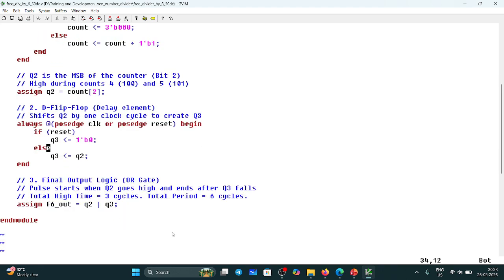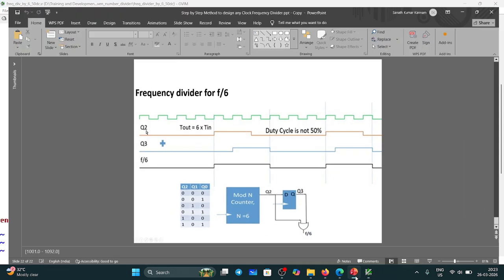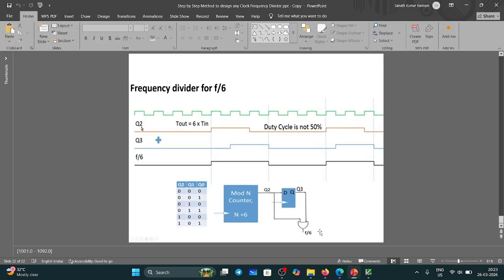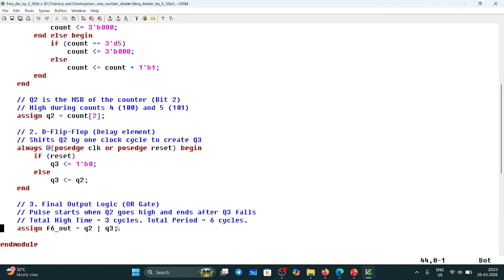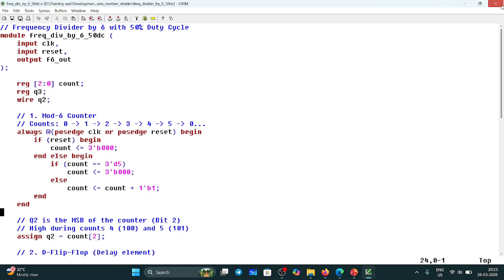Okay, and at last what you need to do? You need to do the OR operation. That is Q2 and Q3. That is by using an assign statement. Assign F6 underscore out equal to Q2 OR Q3. Okay, end module. So this is about the frequency divider circuits. Any doubts or queries?